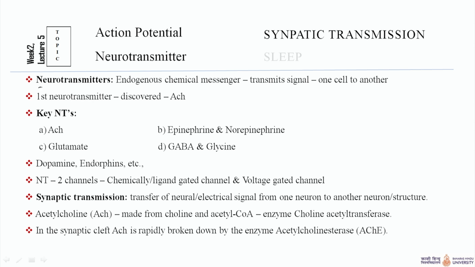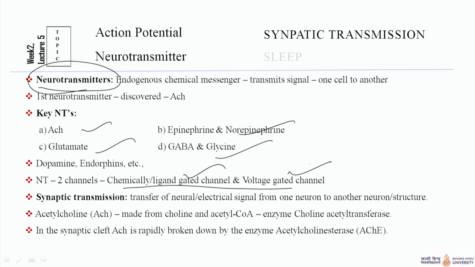Next, what are neurotransmitters? I told you several times, these are nothing but endogenous chemical messengers that transmit signals from one cell to another. The key neurotransmitters are acetylcholine, glutamate, epinephrine, norepinephrine, GABA and glycine. I already told that neurotransmitters follow two types of channels. One is ligand gated, another one is voltage gated. Then synaptic transmission, I already discussed. Then acetylcholine, how the enzymatic inactivation takes place here with the help of acetylcholine esterase.